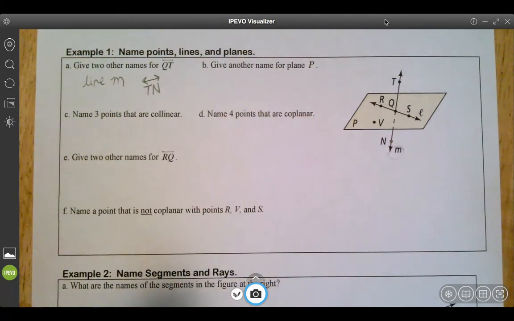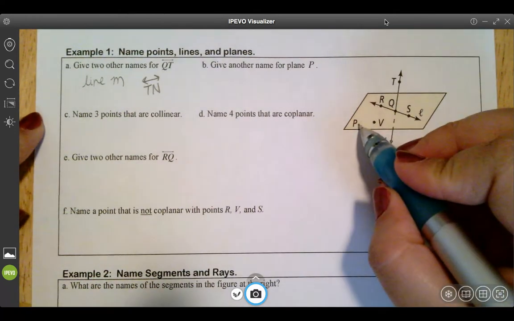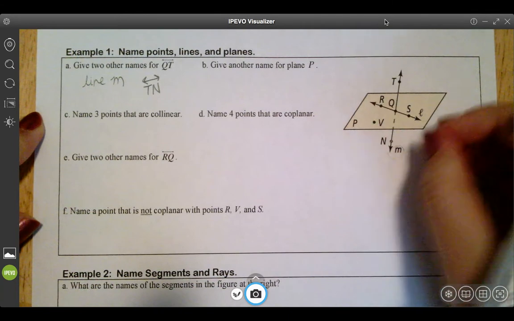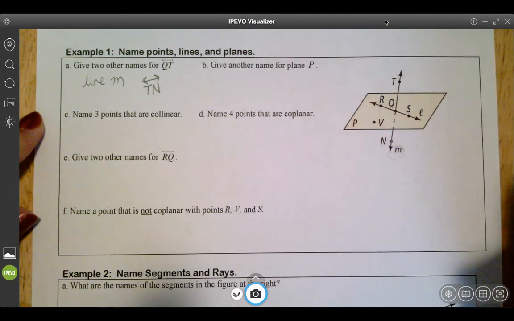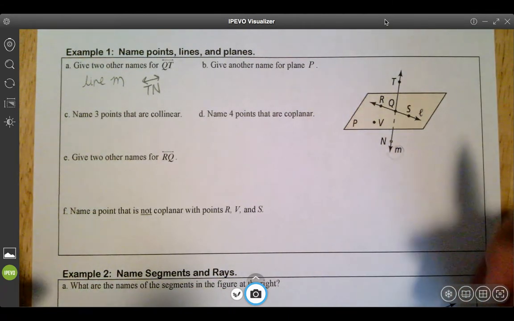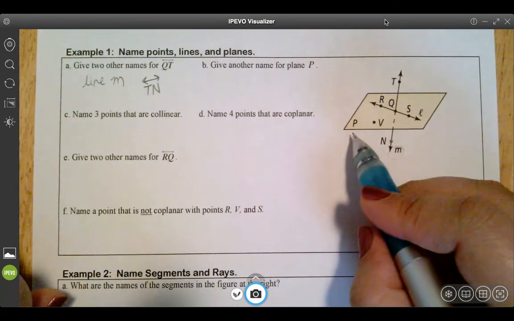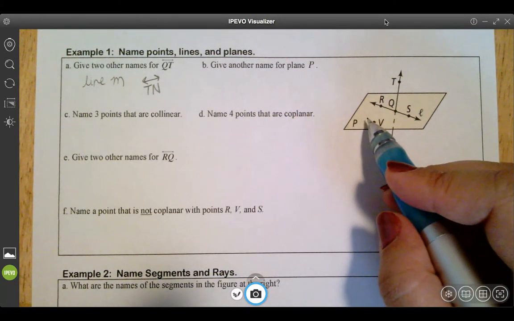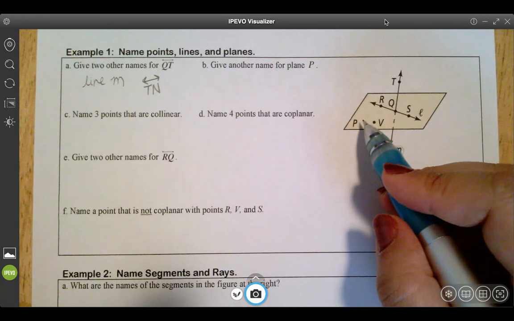Part B, give another name for plane P. Plane P is this beige plane, and remember it continues out in all directions even though we can't really draw it like that. Okay, so plane P, we need another name for it. Well, remember for a plane we need 3 points that are not all on the same line.